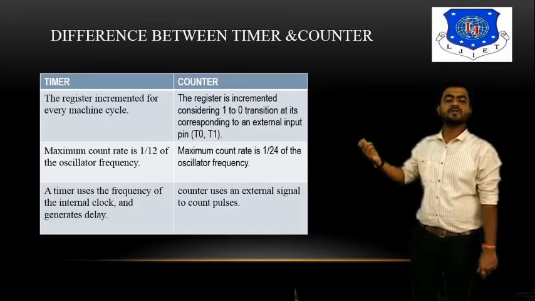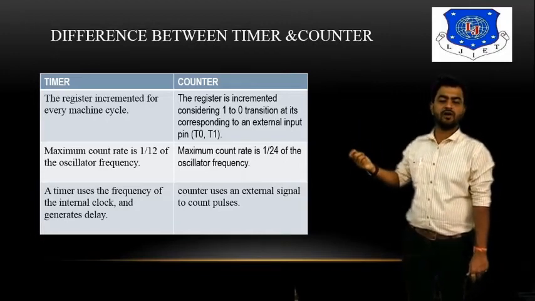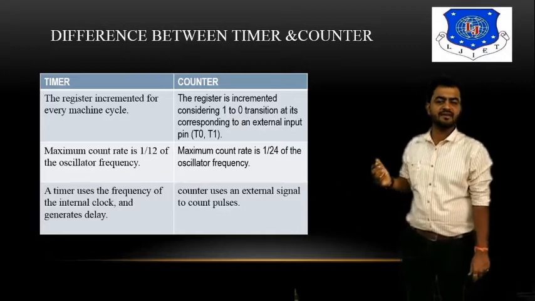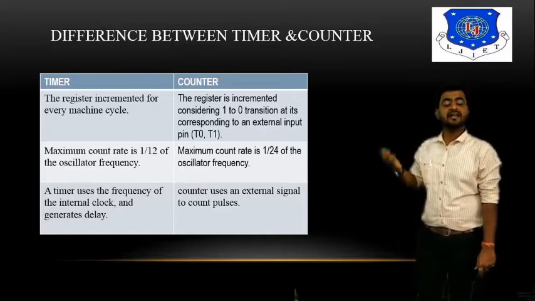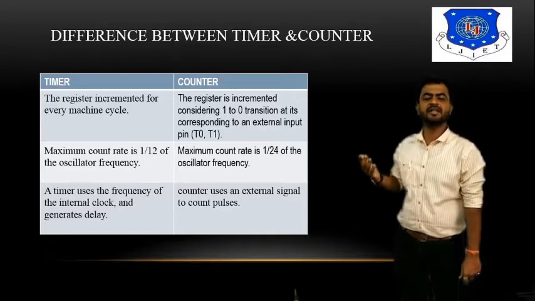The maximum count rate is 1 divided by 12 of the oscillator frequency. Definitely you have to divide by 12, that is 1 divided by 12. And in terms of the count, you can divide it by 24.